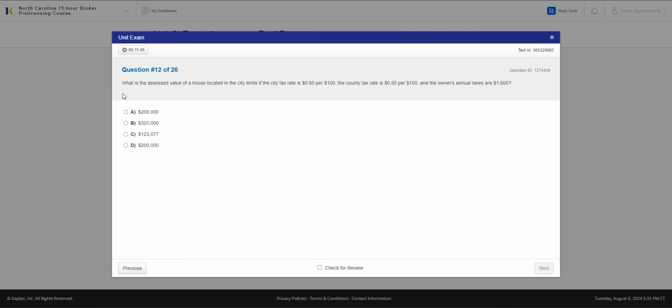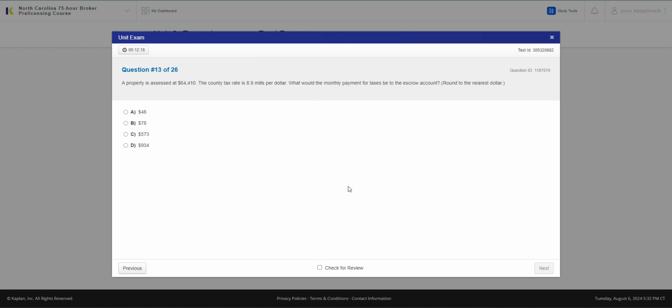And now when you do 1,600 divided by 0.013, you get $123,076.92, which when we round up will equal 123,077, which is this one.